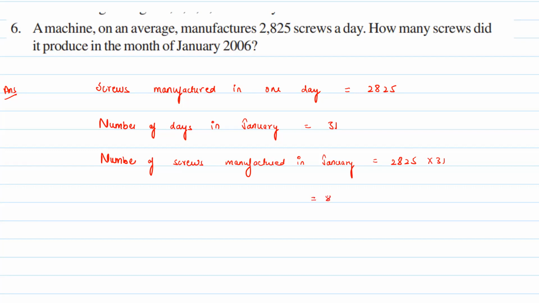This will give you 87575 screws. Keep in mind, if it is asking for February month and any of the leap year is here, then that February month will have 29 days. And if it is not a leap year, and February is asked, you will write 28 days. So keep in mind that.